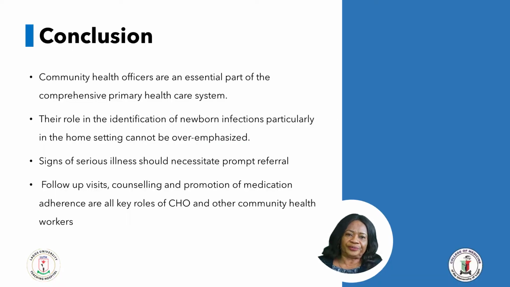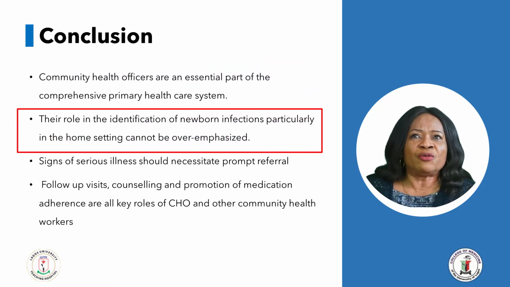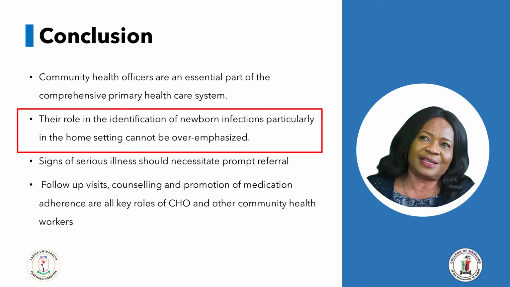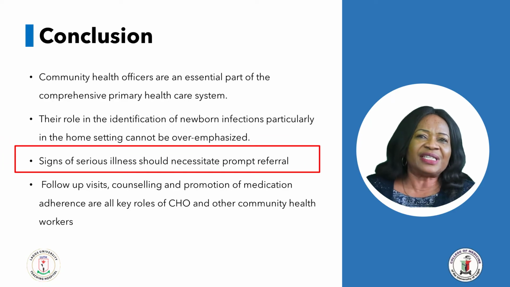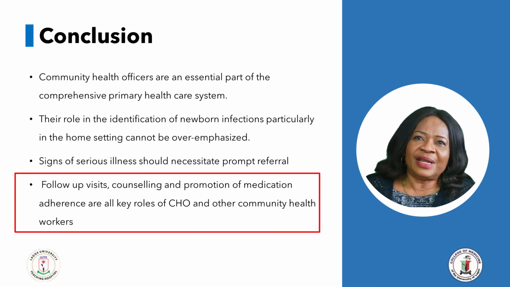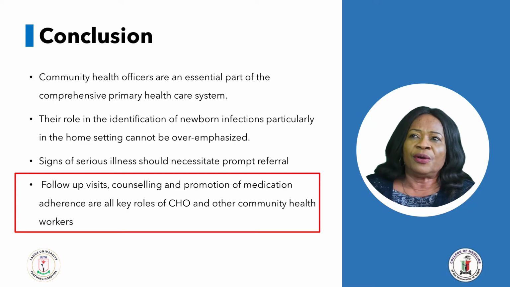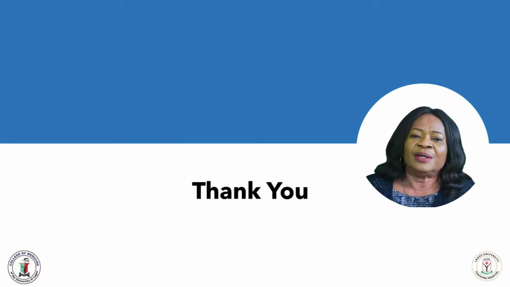In conclusion, community health officers are an essential part of the comprehensive primary health care system. Their role in the identification of newborn infections, particularly in the home setting, cannot be overemphasized. Signs of serious illness should necessitate prompt referral. Okay? Then follow-up visits, counseling, and promotion of medication adherence are all key roles of the CHO and other community health workers. Thank you.